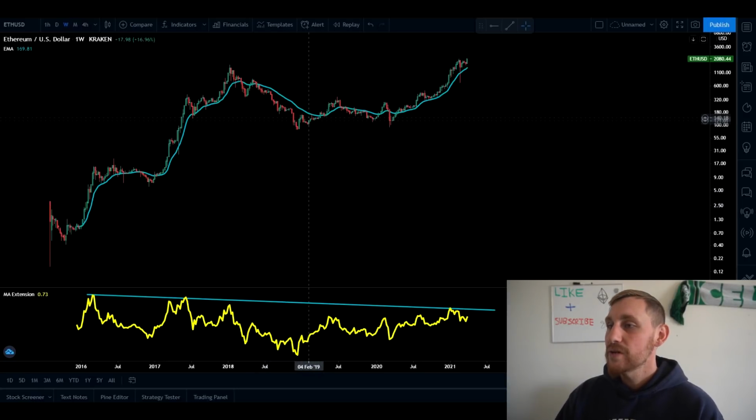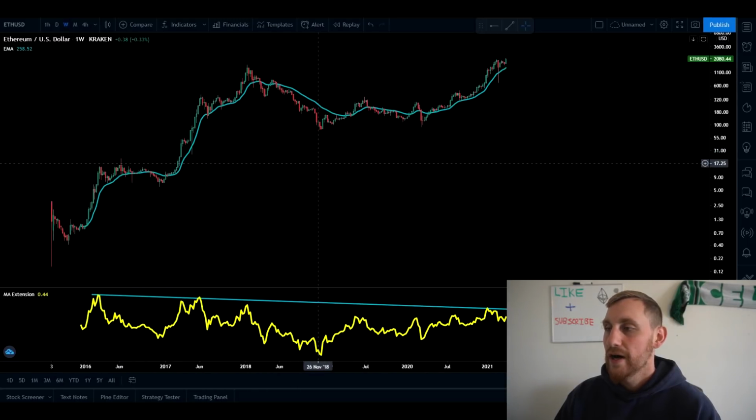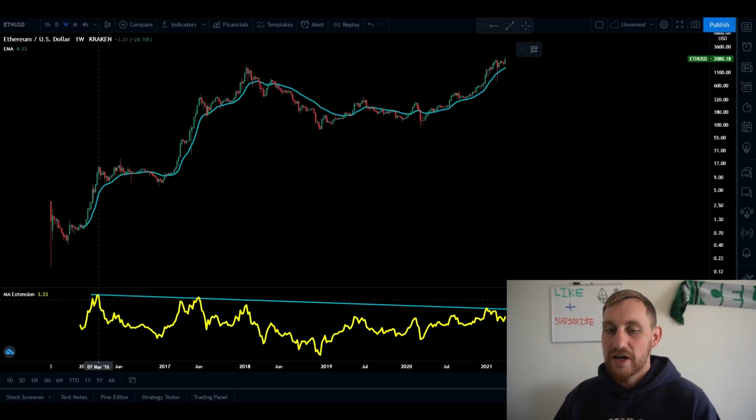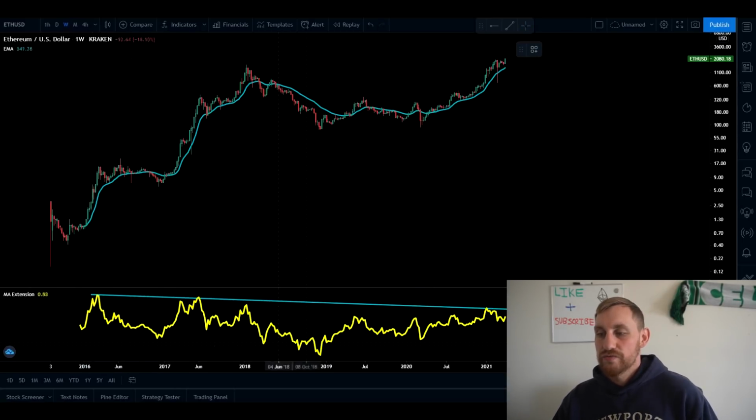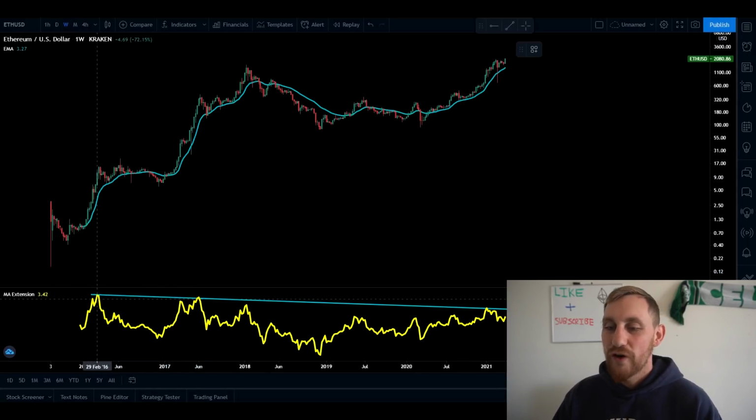Okay, so if we jump right into the Ethereum chart here, this is the exact same thing we looked at for Bitcoin in yesterday's video. If you guys enjoyed that, it's going to be something pretty similar, right? So if you look here, this is our MA extension tool that I made personally. This shows how far we are extended from our 20-week moving average.